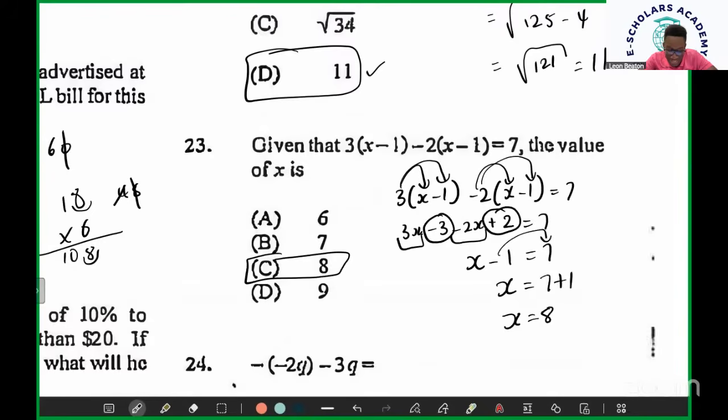X is equal to C. Careful. Let me test that by trial and error. So 3 times 8 minus 1 is 7, minus 2 times 8 minus 1 is 7 again, is equal to 7. So let me see, 3 sevens, 21, minus 2 sevens, 14. Yeah, 7. 21 minus 14 is equal to 7. Yeah, trial and error.